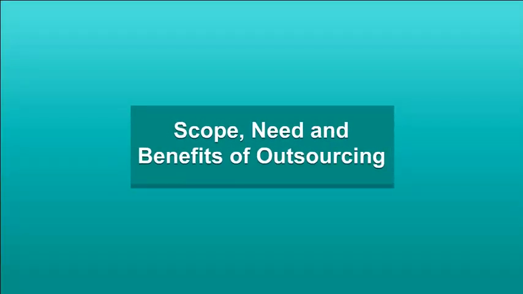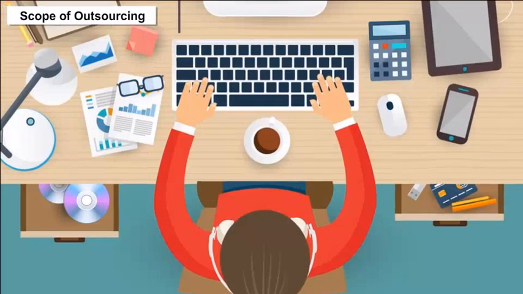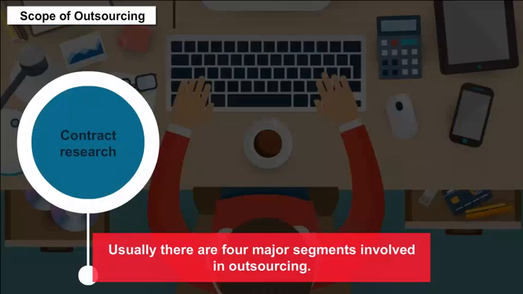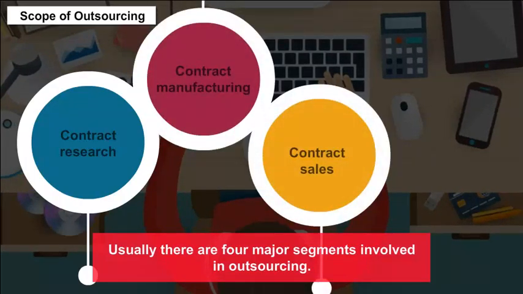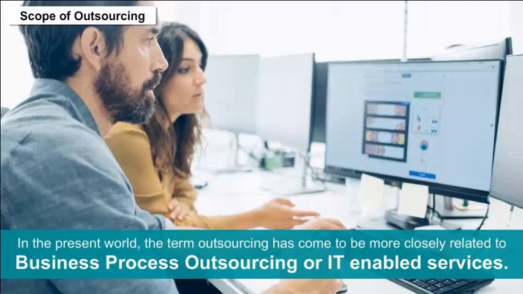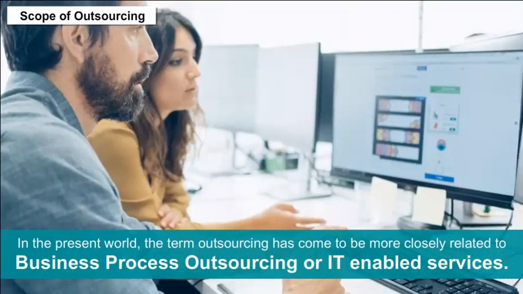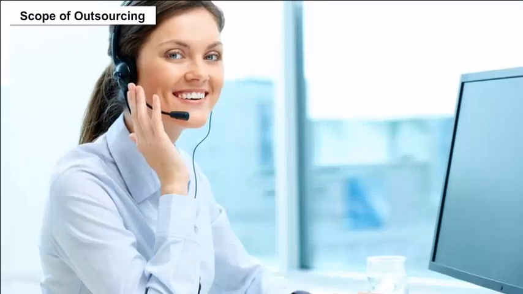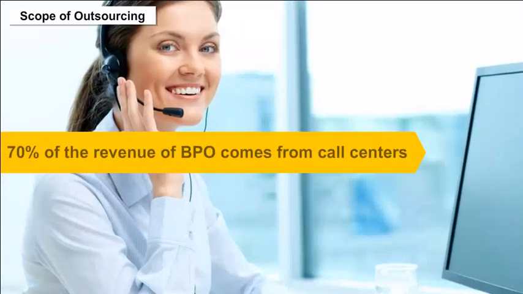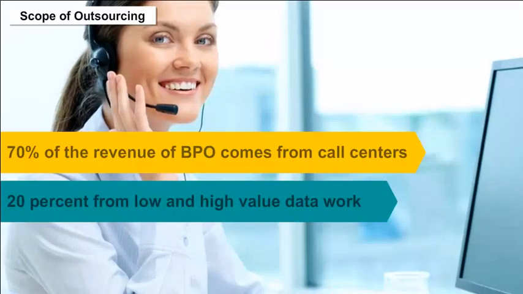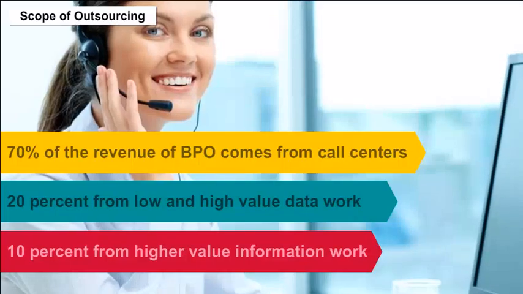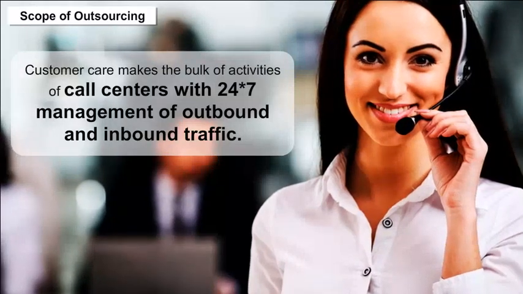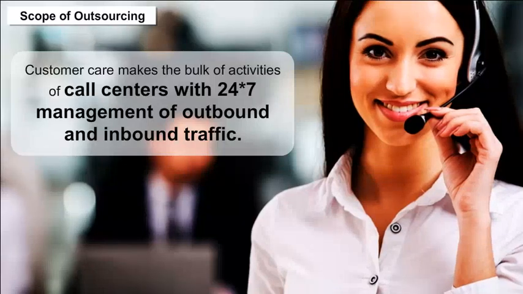Scope, need, and benefits of outsourcing. Scope of outsourcing. Usually, there are four major segments involved in outsourcing: contract research, contract manufacturing, contract sales, and informatics. In the present world, the term outsourcing has come to be more closely related to business process outsourcing or IT-enabled services. Approximately 70% of the revenue of BPO comes from call centers, 20% from low and high value data work, and 10% from higher value information work. Customer care makes the bulk of activities of call centers with 24/7 management of outbound and inbound traffic.